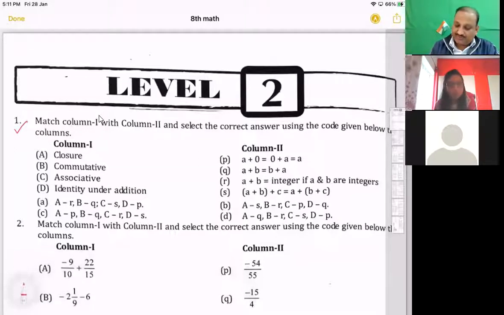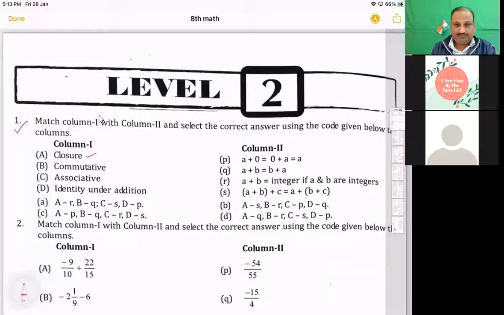First question. Closer. Now by which we can correlate this property. बहुत अच्छे हैं बच्चे, बड़े easy questions हैं, and I think you can easily do that. Okay, चलिए. Closer.